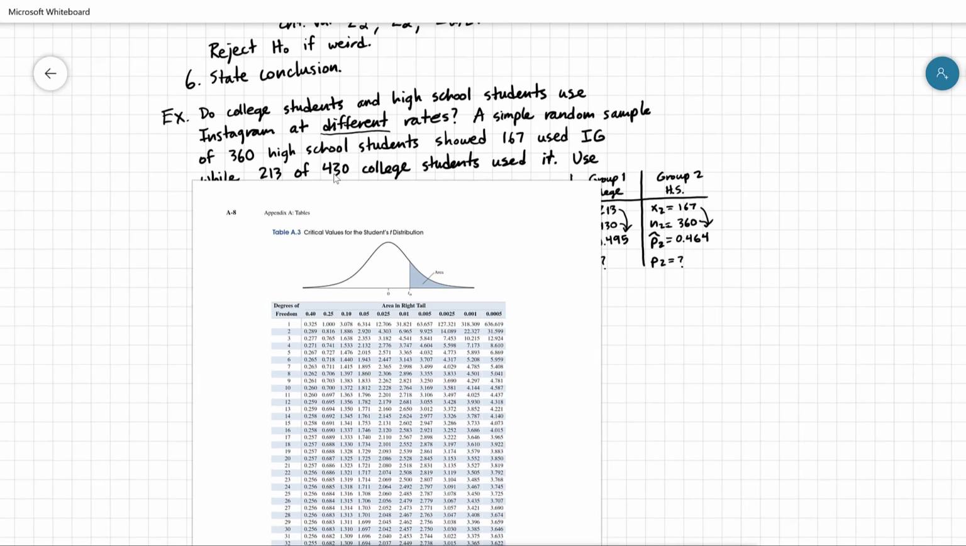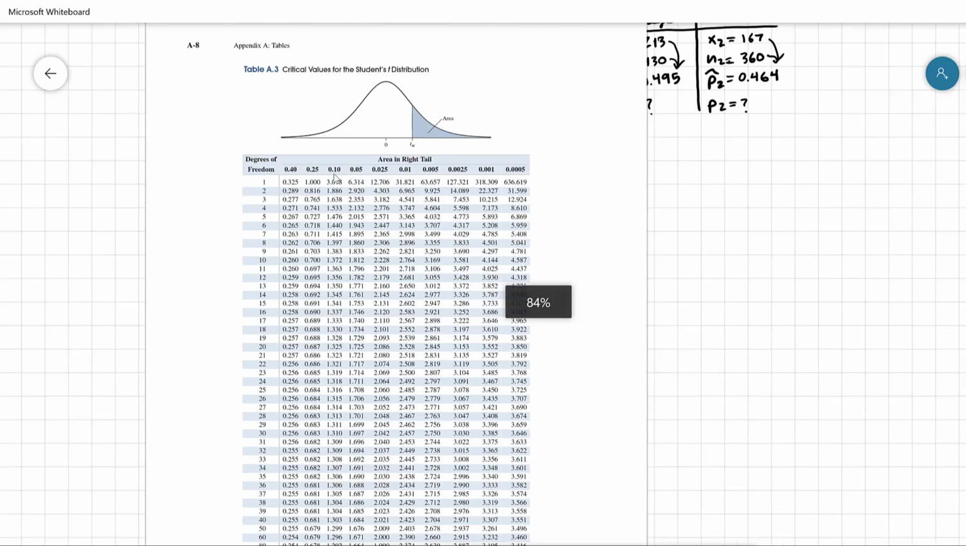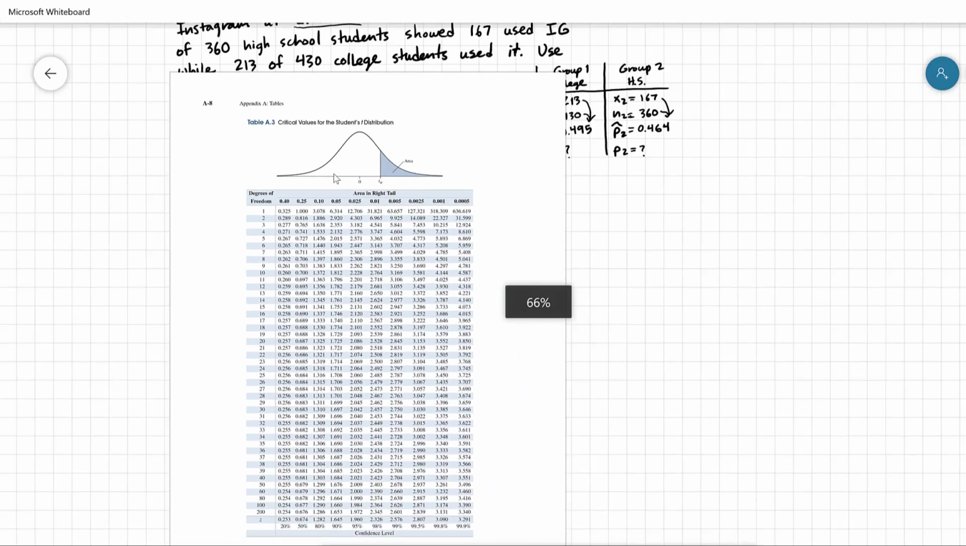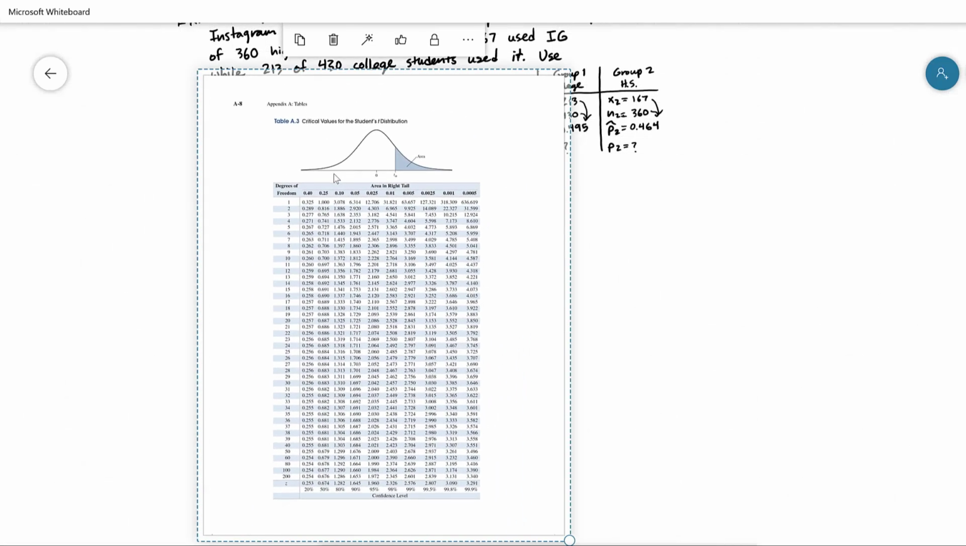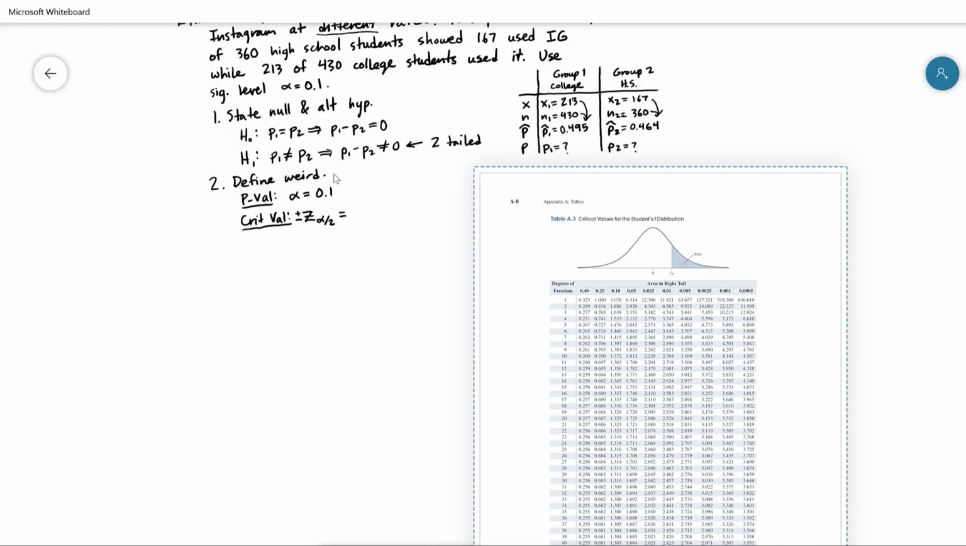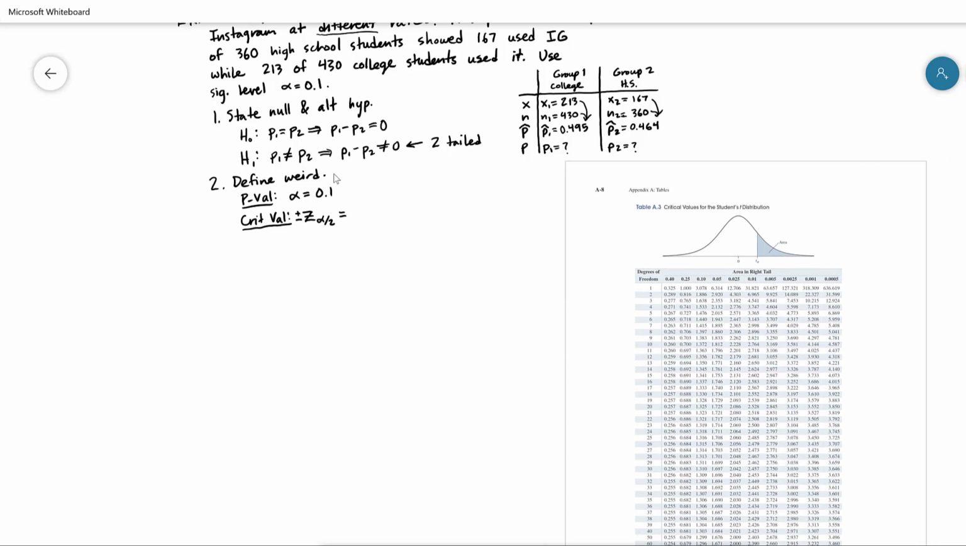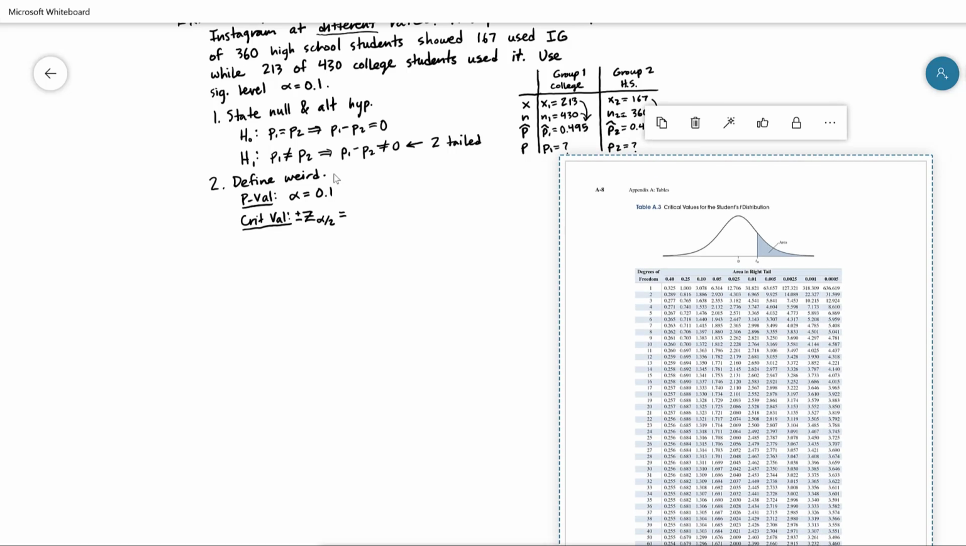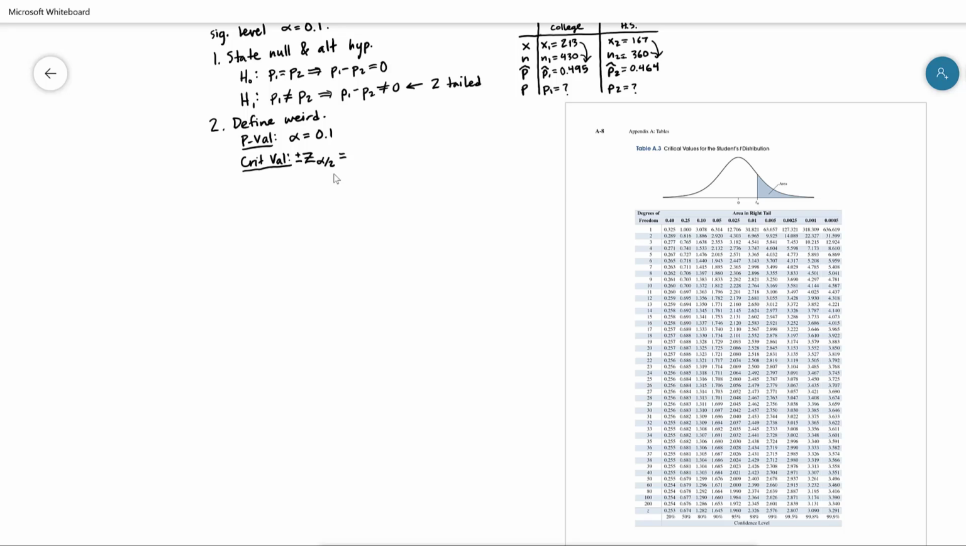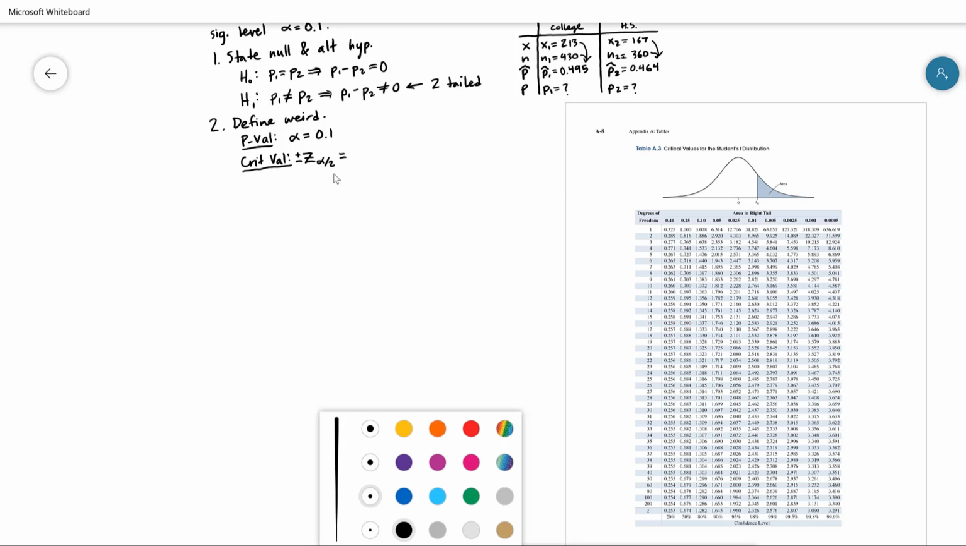Let me draw the picture to make this a little bit more clear. Let me zoom out and move this table over here to the edge. We'll come look at it in a minute. But here's our picture that we've got. Let me draw it over here.